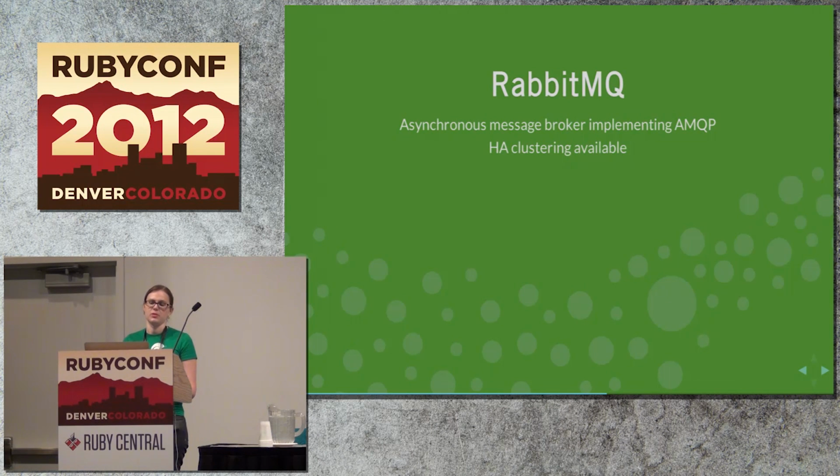Another great benefit of RabbitMQ is it has high availability clustering available. So as we move towards wanting to ensure the availability of all of our messages, we can use the multiple servers themselves to enable high availability clustering.